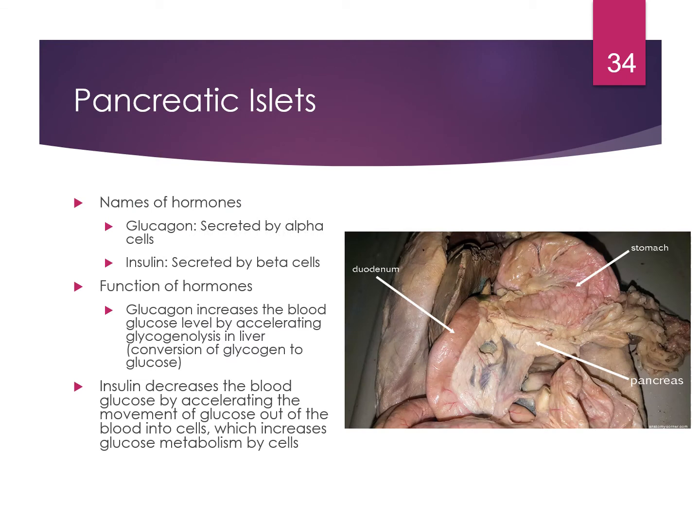The pancreas is both an exocrine gland and an endocrine gland. It's an exocrine gland because it secretes digestive juices to help us break down our food, and it's an endocrine gland due to the two different types of cells that are located in the islets of Langerhans, and these are the alpha cells and the beta cells. The alpha cells secrete glucagon, and glucagon is responsible for increasing blood glucose, and it does that by accelerating glycogenolysis, which is the breakdown of glycogen in the liver.